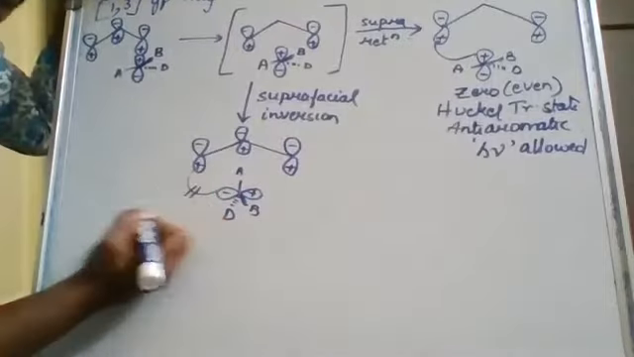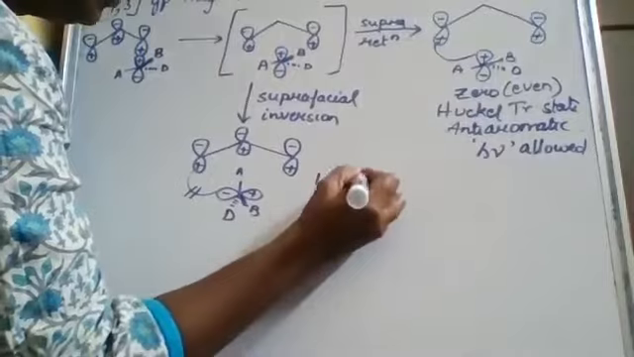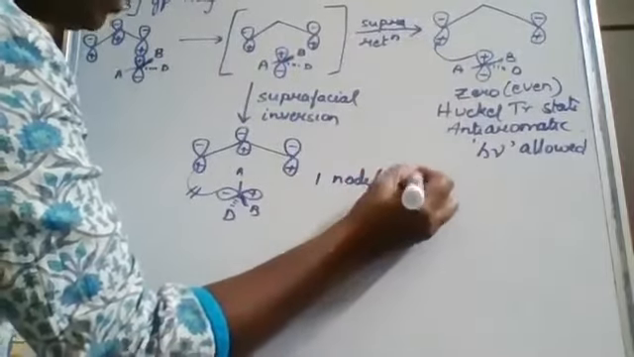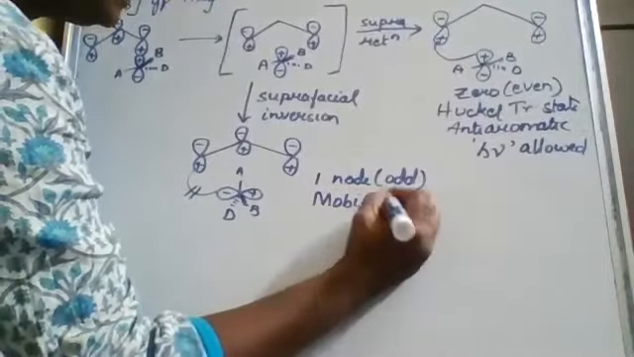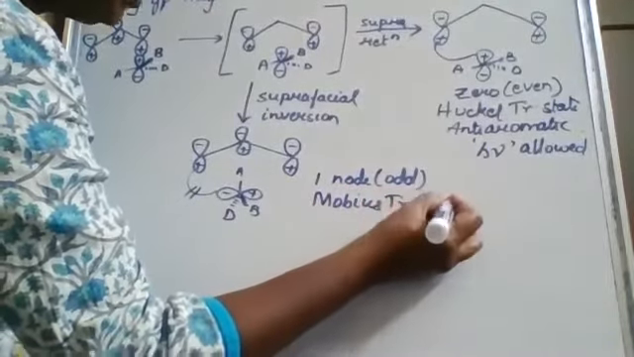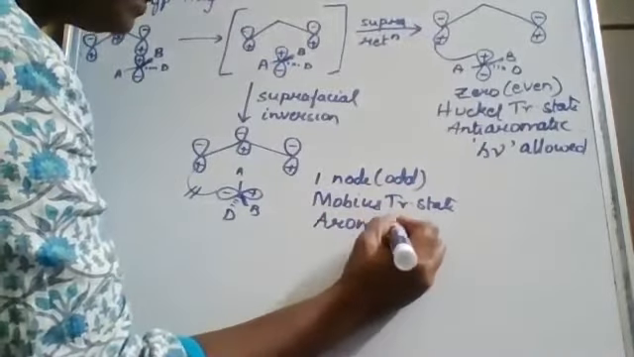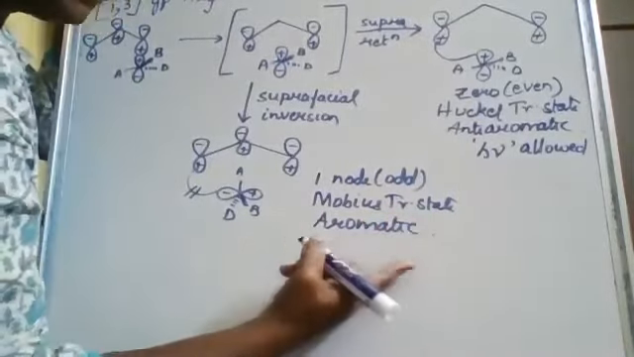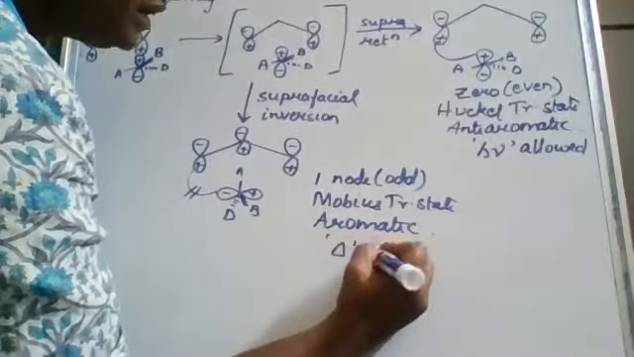Suprafacial migration, I am going to get one node. So one node, which is considered to be odd. It is a Mobius transition state. Because it belongs to a 4n pi system, it is an aromatic transition state. Since it is aromatic, it is considered to be thermally allowed.